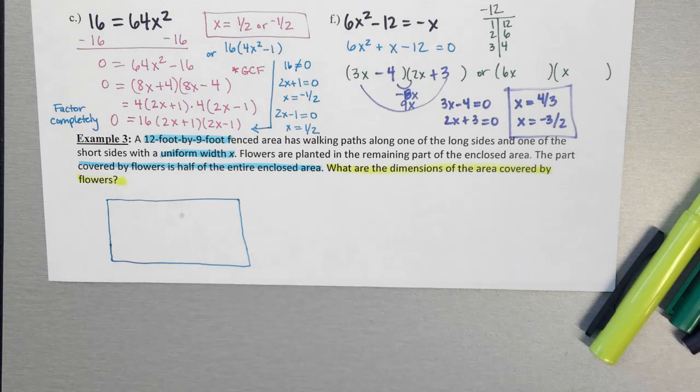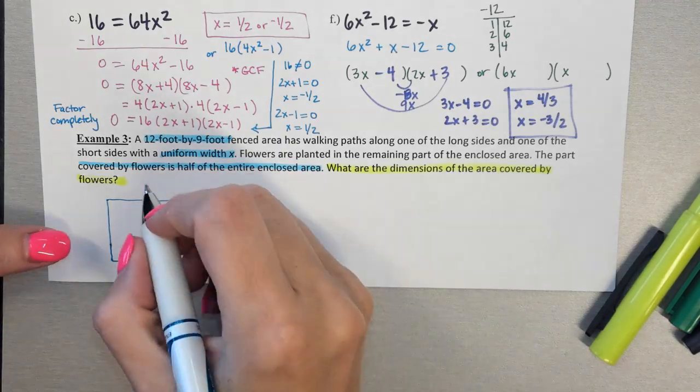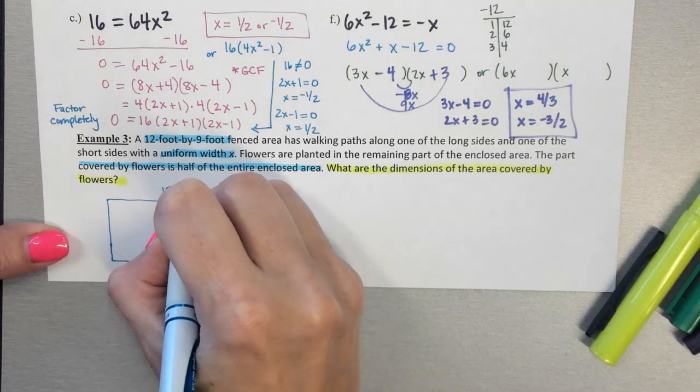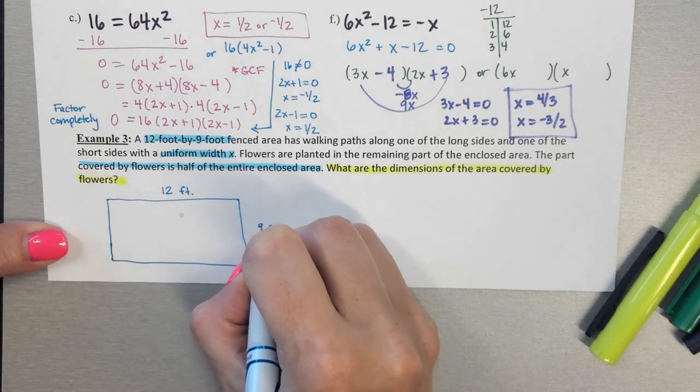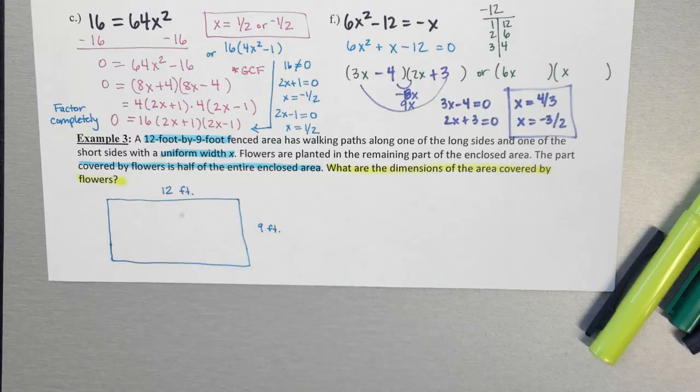It's okay that it's not to scale. Okay, so then just label yours. So mine is 12 feet and then 9 feet. Okay, the more accurate your picture, the more it'll fit with your final answer.